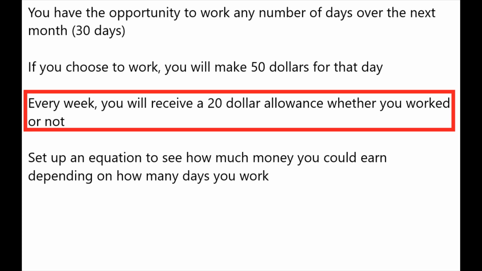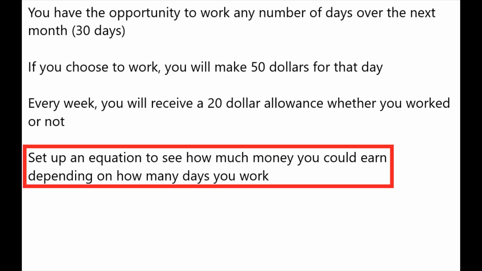And also, your parents will give you a $20 allowance every week just in case you didn't work, but they won't know if you worked or not. So let's see how we would set this up to know how much money we could make over this given month, depending on how many days we work.